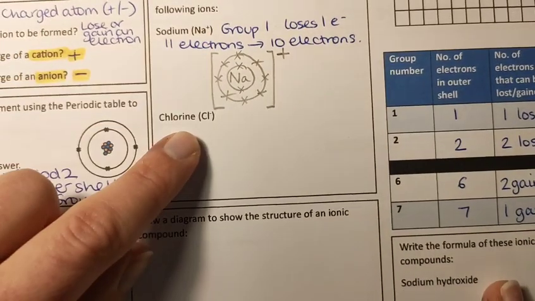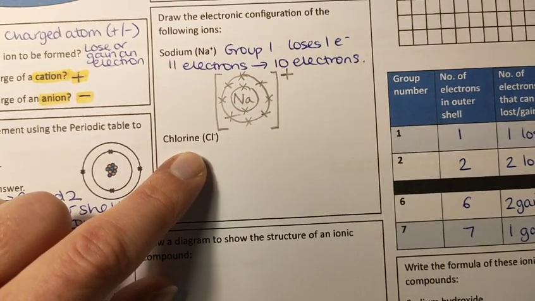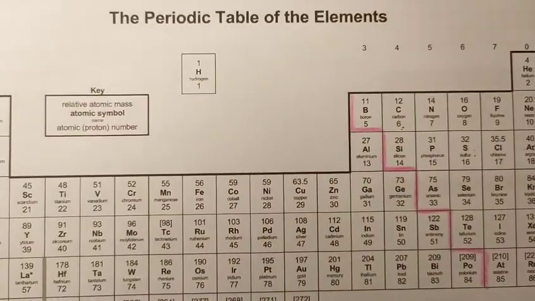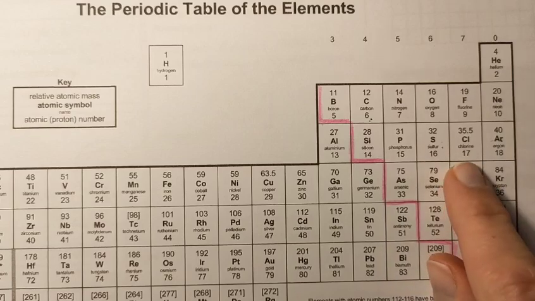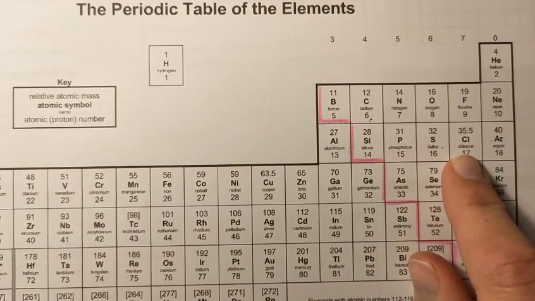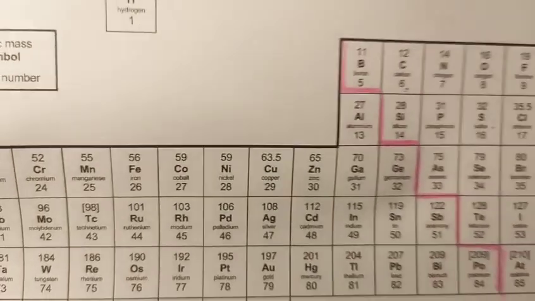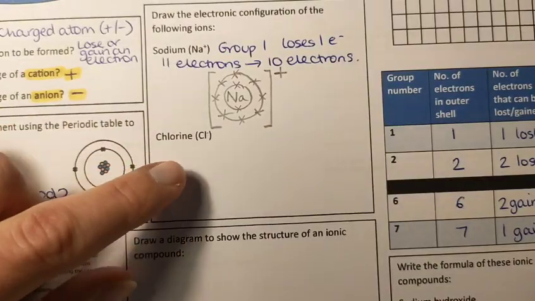Okay, let's try the next one, chlorine. So I'm going to find chlorine in the periodic table. So chlorine is over here. It is in group 7. So it's group 7.